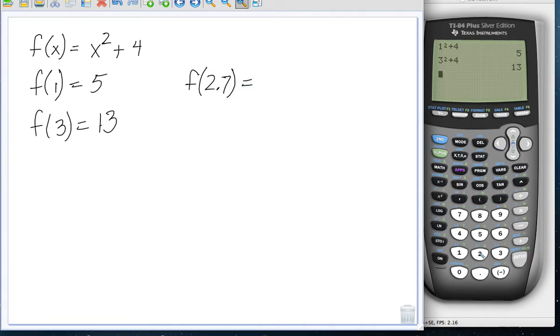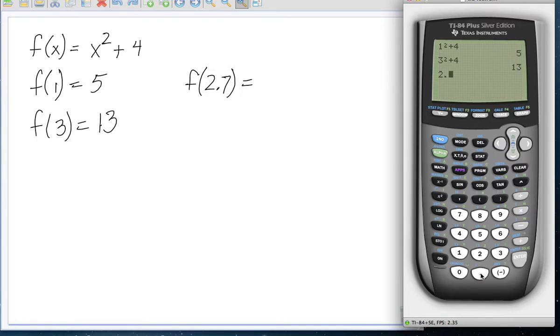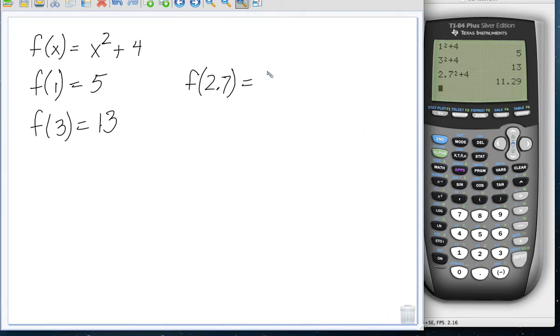With enough time we could probably do that in our head, but if we've got a calculator handy, why not? 2.7 squared plus 4 is 11.29, and so we write down 11.29. And we just keep going in this vein. Anytime we've got a number, we just take it and we square it and we add 4 and we write down the answer. So let's see, we've done 1, 3, 2.7.